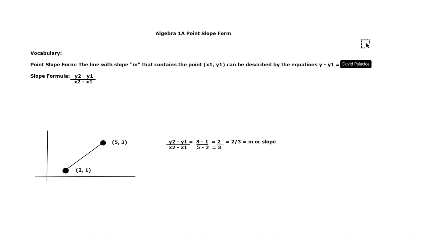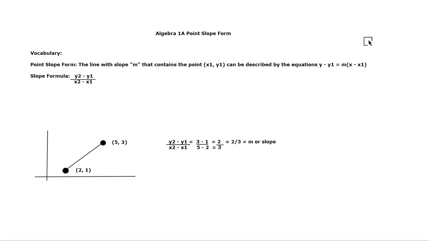All right. So we have our vocabulary. It's going to be hopefully a shortish lesson, but we'll see. Point slope form is a line with slope m that contains point x1, y1, and can be described by the equation y minus y1 equals m parentheses x minus x1. Make sure you have that written down.